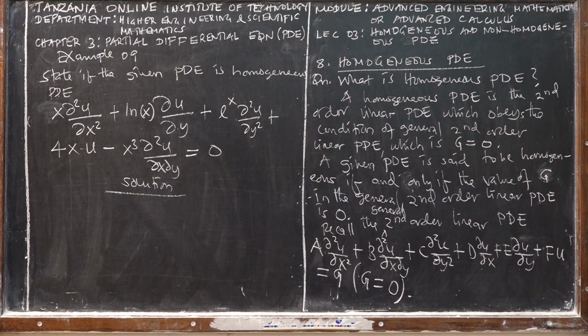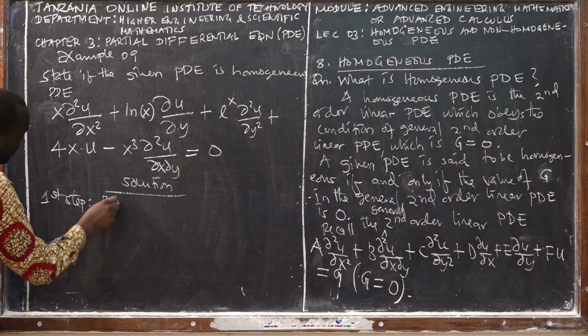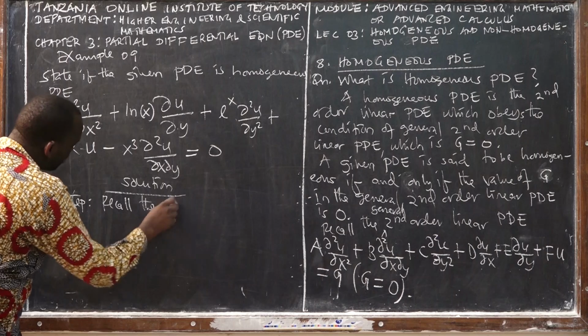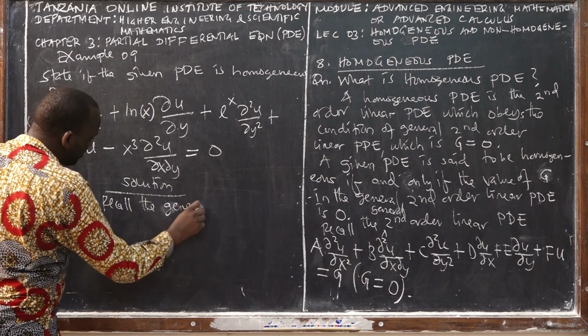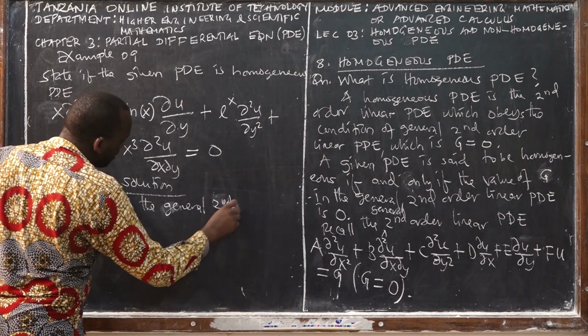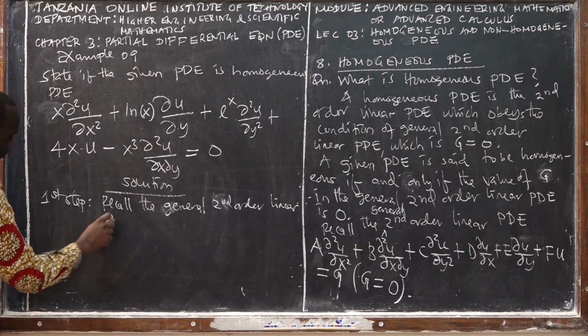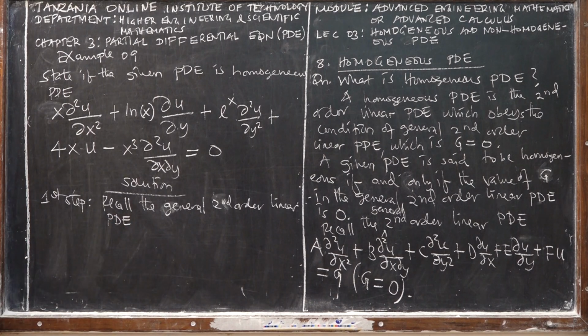It's linear. Why is it linear? Because it has to obey the linear partial differential equation form. So the first thing, because you cannot just make it aside, recall the general second order linear partial differential equation. You have to recall it in this form, and you have to write it in standard form.